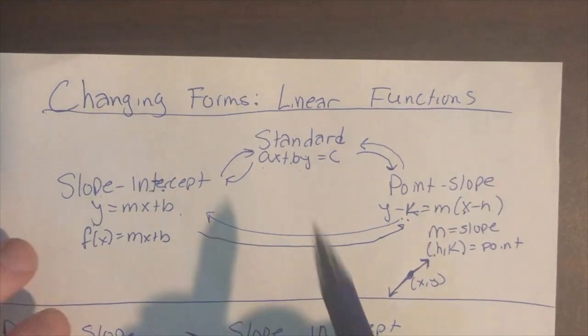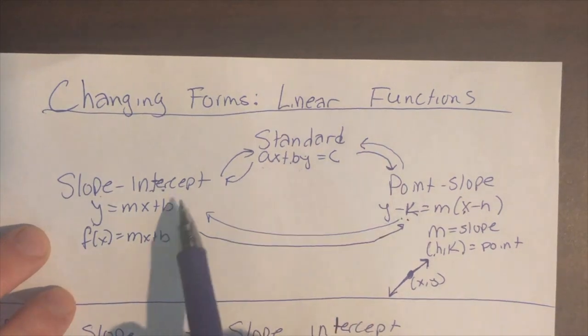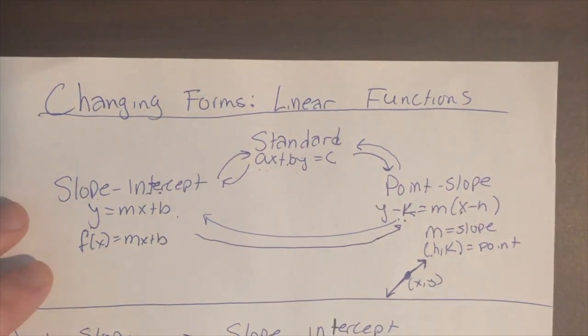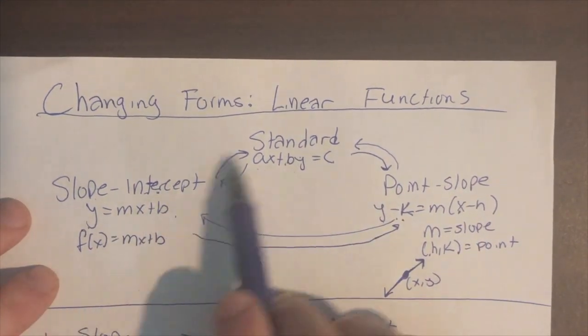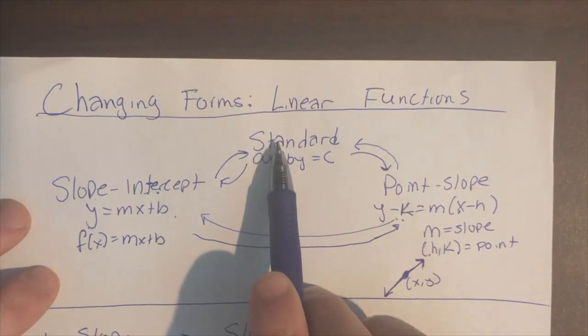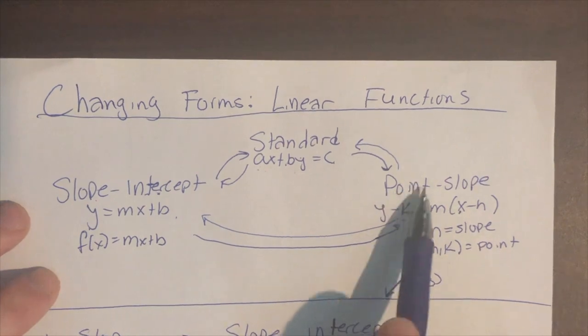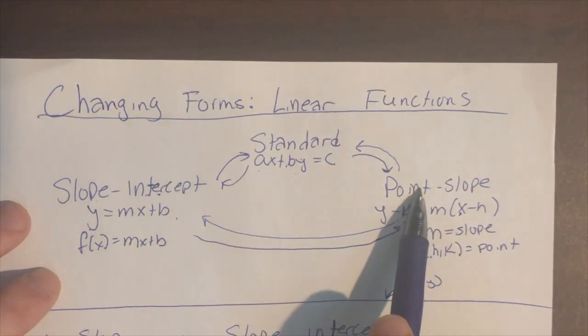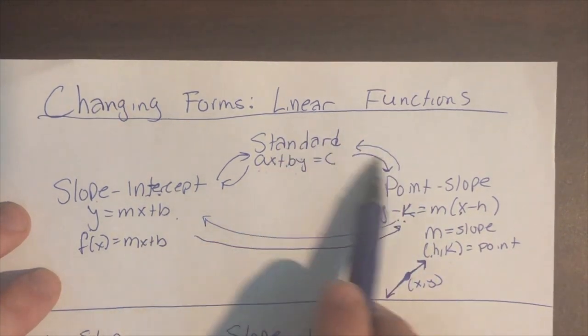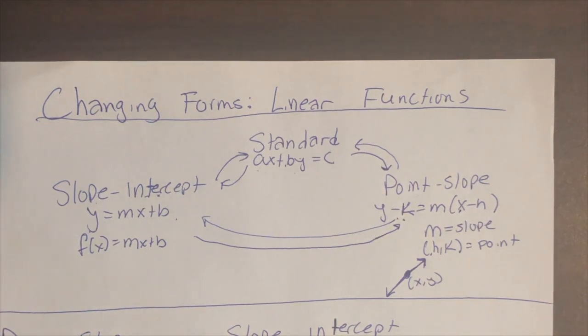Today what we're going to talk about mostly is converting. Now, given any two forms, I can convert back and forth between them, right? I could go from slope-intercept to standard. I could go from point slope to standard. I could go from point slope to slope-intercept. And I can actually, if I wanted to, really go back and forth between any of these two.